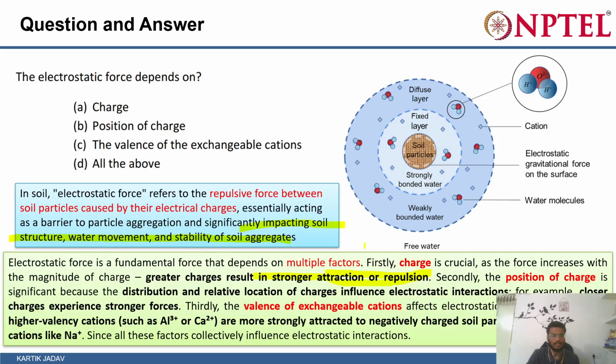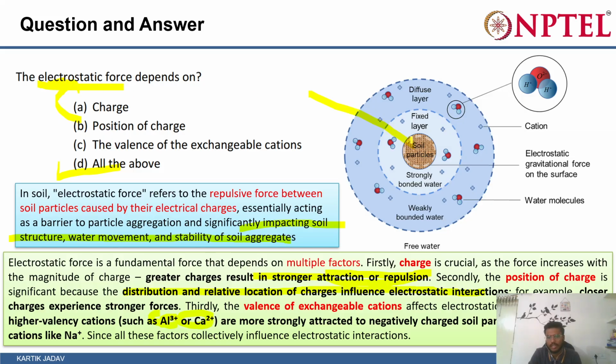Secondly, position of charge is significant because the distribution and relative location of charges influence electrostatic interactions. For example, closer charges experience stronger forces. And thirdly, the valence of exchangeable cations affects electrostatic forces in soil, because of higher valency cations like aluminium plus 3 and calcium plus 2. So all of the above are correct, ultimately impacting electrostatic force.